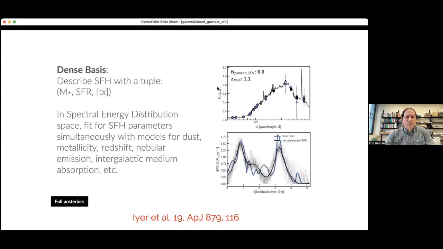As a reminder, what we're doing here is in spectral energy distribution space. That's where our data are. We're fitting for the star formation history parameters that I've just described simultaneously with models for the dust, metallicity, redshift if it's not known, nebular emission, intergalactic medium absorption, etc. This is a complex, high-dimensional problem. Most of the progress we've made with star formation histories has been to make standard assumptions for the nature of the dust law, the nature of the metallicity, etc.